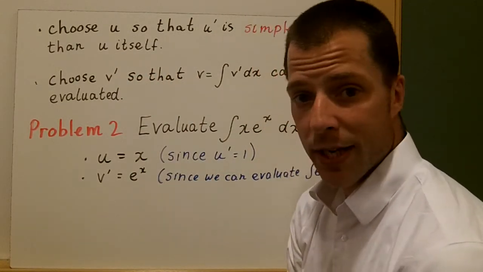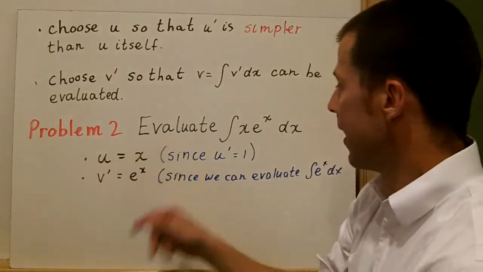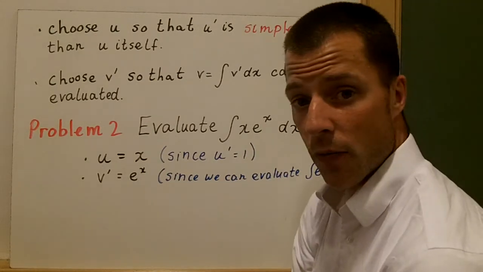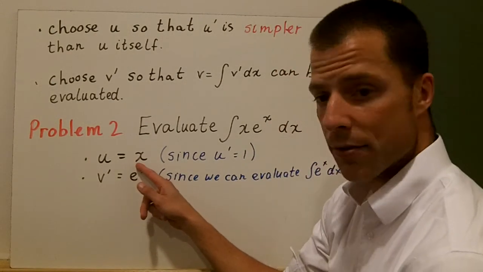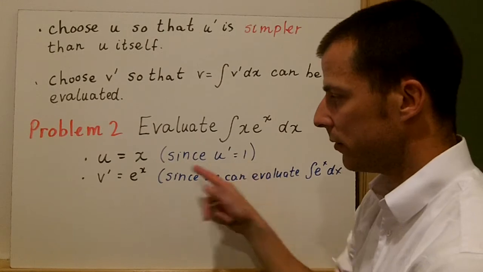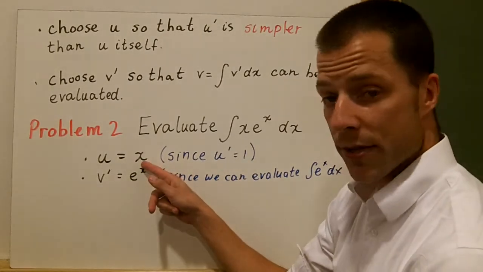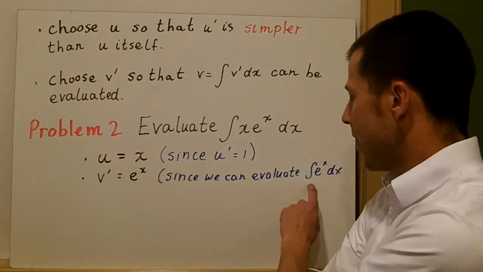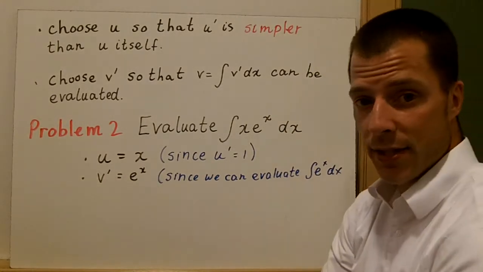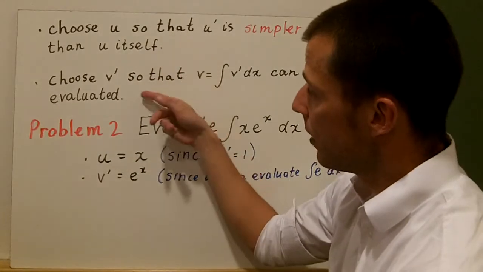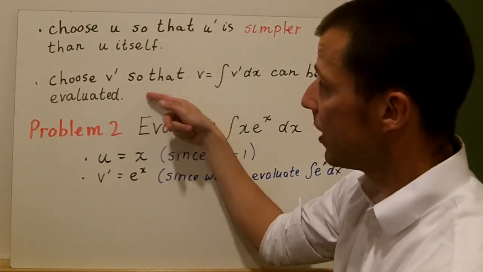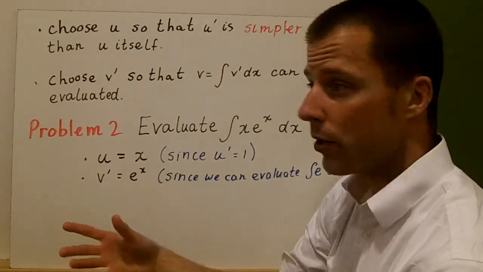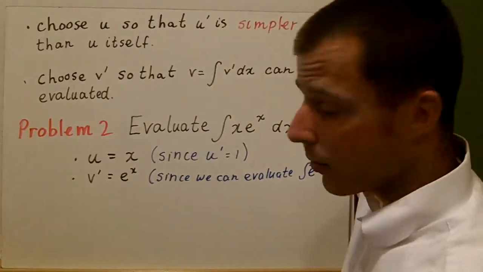So let's look at problem number 2. Evaluate the integral of x e to the x dx. So in this case, I'm going to let U equal x because the derivative is 1. Well, that's simpler than x, so that's pretty good. V prime is going to be e to the x, and I know I can evaluate the integral of e to the x dx. So I've kept these two things in check. I've followed these two general rules. Okay, so let's look at the integral.